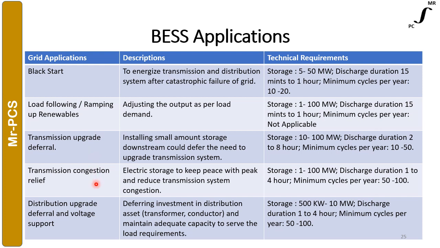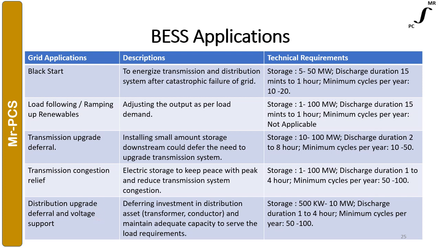When the transmission infrastructure does not cope with the demand, it results in energy congestion. Energy storage can provide relief against energy congestion. Energy storage up to 100 megawatt with discharge duration from 1 to 4 hours and operating cycle 50 to 100 per year are used for such application.